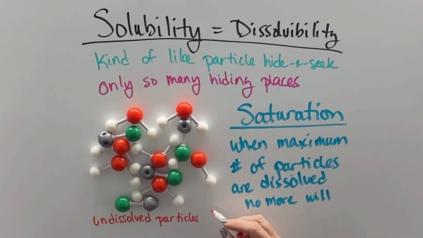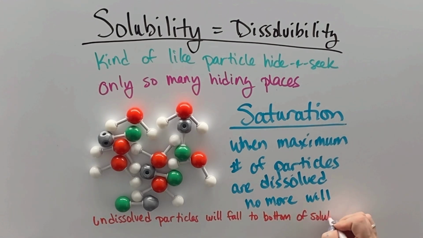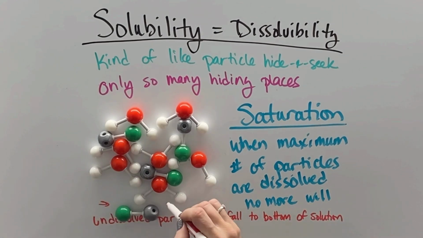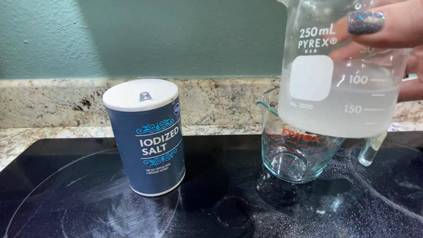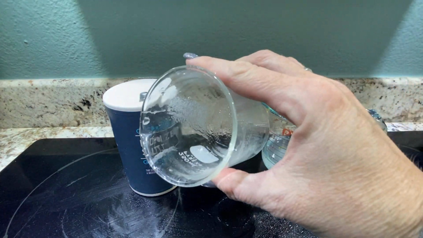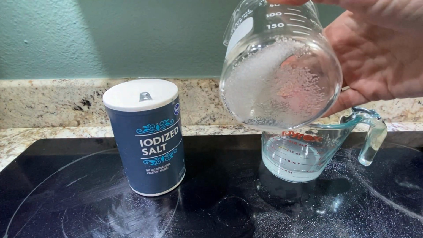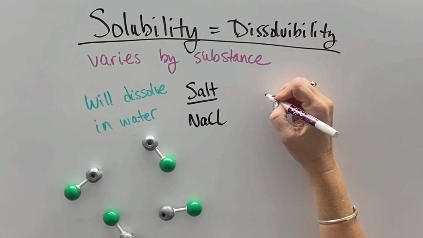And typically that's what we'll see. Our undissolved salt particles, in this case, will fall to the bottom, and the rest of the salt has taken all of the hiding spaces up above. When a solution is saturated, like this saltwater solution, we can see that the undissolved particles are at the bottom of the container, undissolved. Basically, solubility equals dissolvability, and it varies by substance.